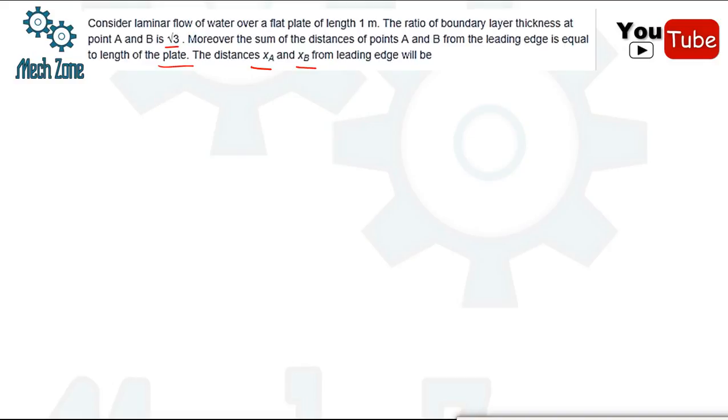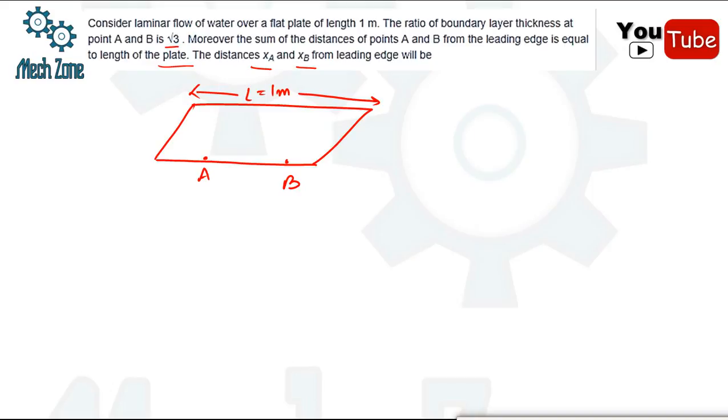So I will draw the diagram of the plate first. This is the plate. This is point A. This is point B. This is the entire length, that is 1 meter. Okay, this is XA.